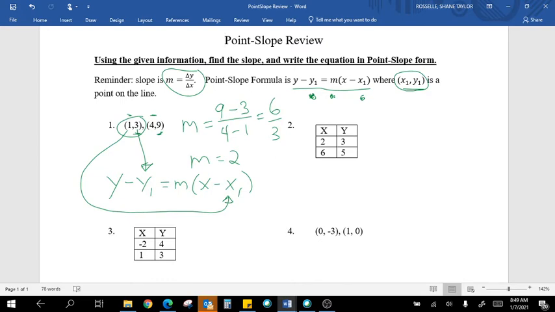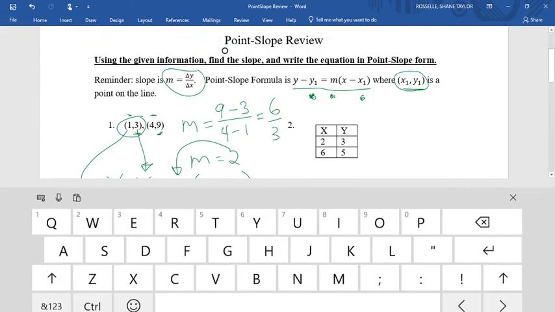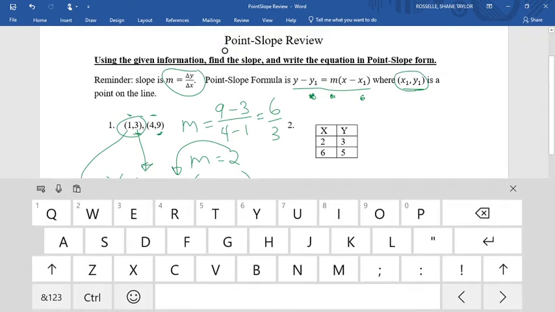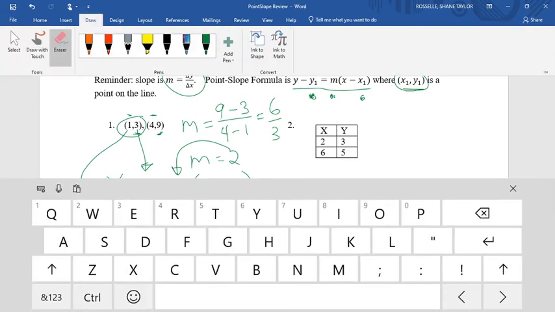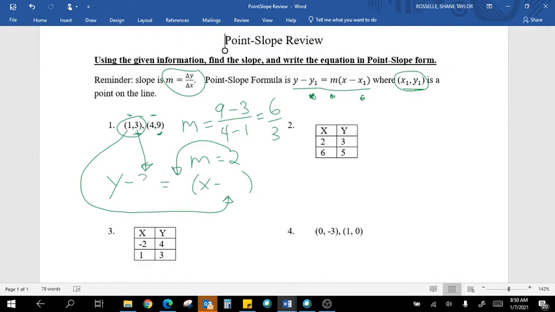And my slope, which is 2, it's going to go right there. So what I'm going to do is I'm just going to go ahead and erase these. I'm going to erase x1, erase y1, and erase m, and I'm just going to replace those with the numbers that I found them to be. Right, so I just write 3 here, 1 goes here, and 2 goes here.